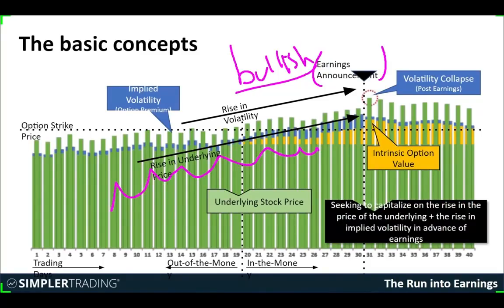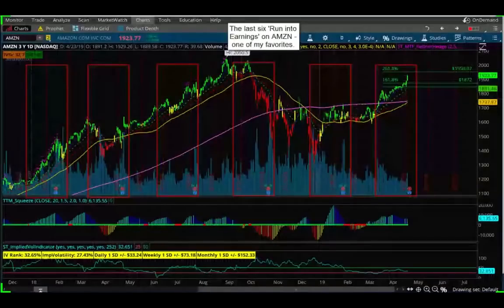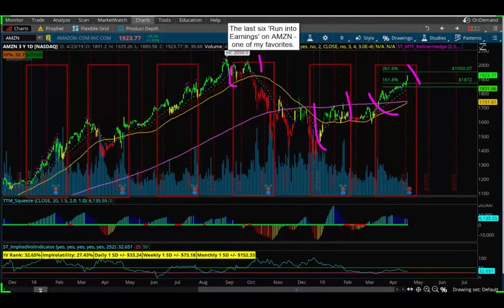Now, because we trade options, we can benefit not only from the rise in price, but also from the rise in volatility, because volatility also rises directly going into an earnings report. So, coupling those 2 factors together, along with the backtest results, we can time our entries and our exits for these critical runs into earnings that we like to trade.